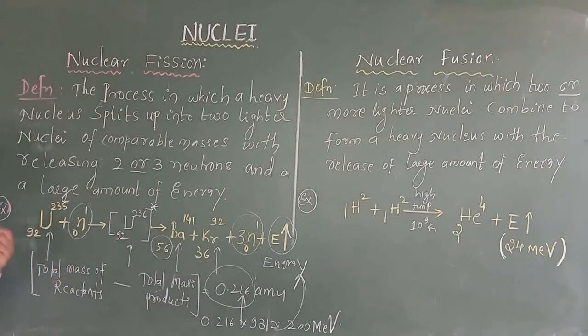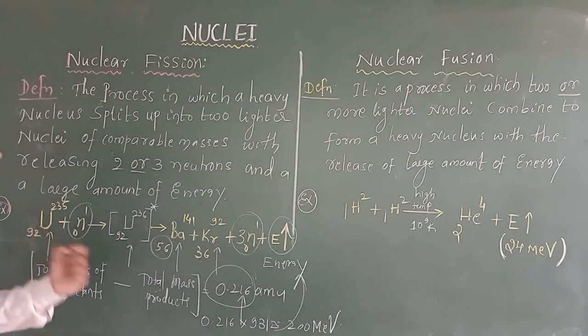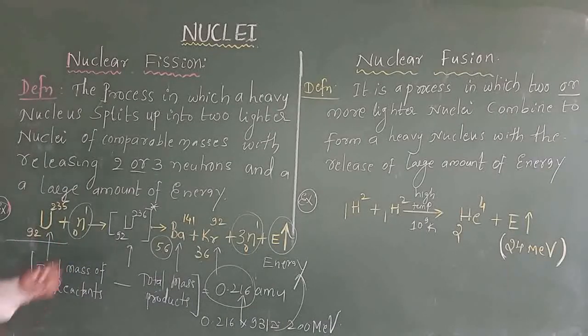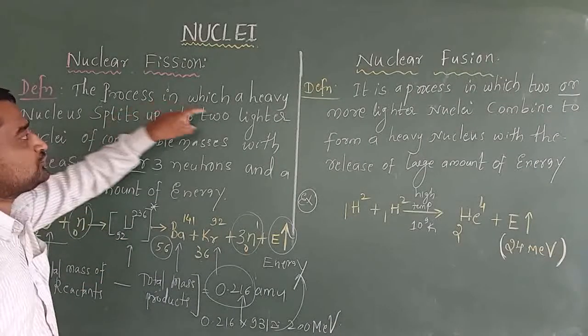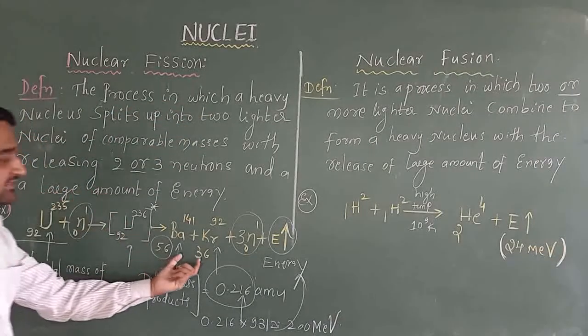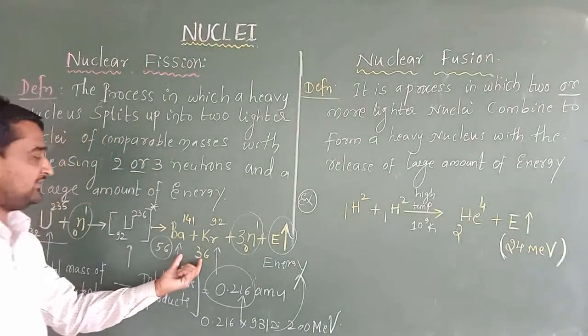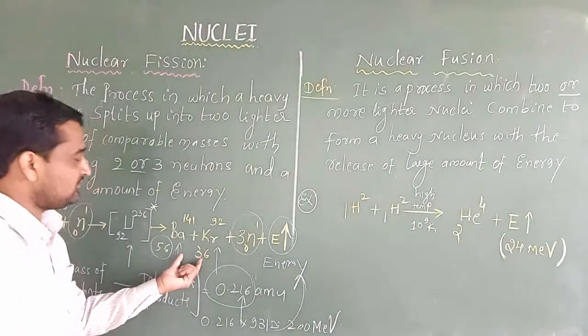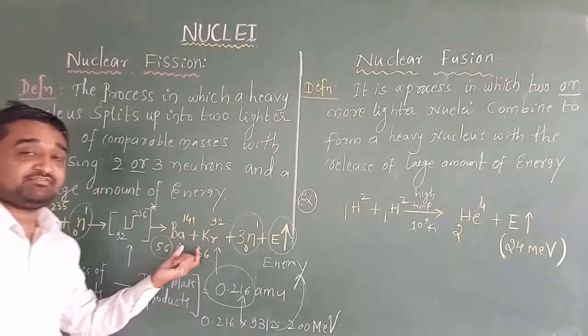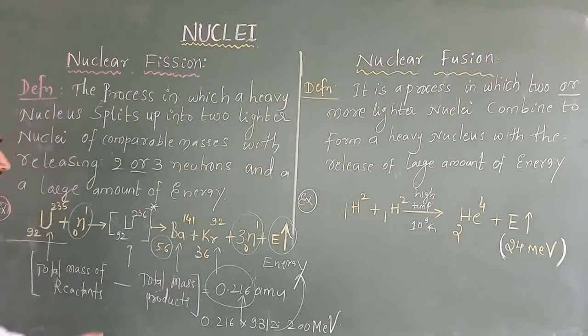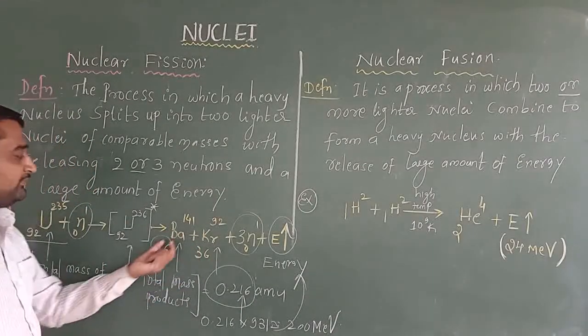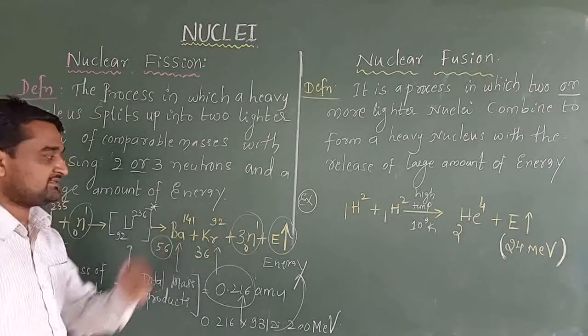So in a nuclear fission reaction, what is the nuclear fission reaction? The process in which a heavy nucleus splits up. Why does it split? To attain stability. It splits up into two lighter nuclei of comparable masses. These are also called the fragments, the daughter nuclei, or the fission fragments. So barium 56, 141, krypton 36, 92.